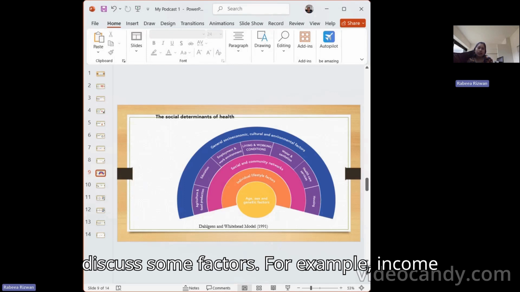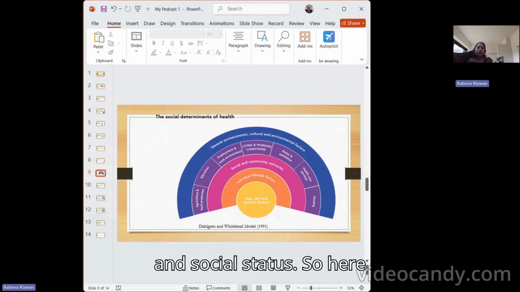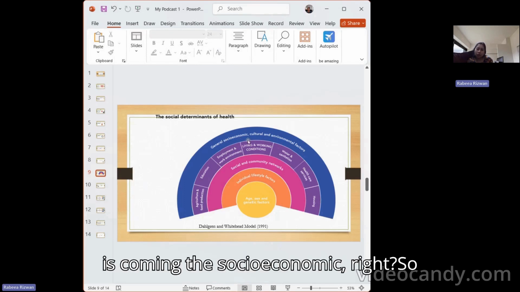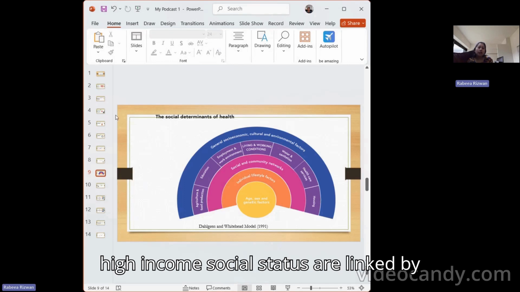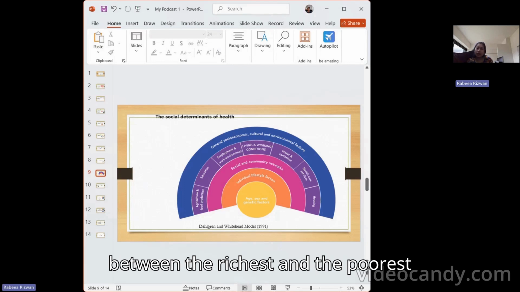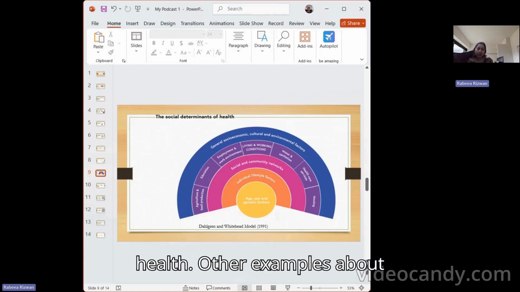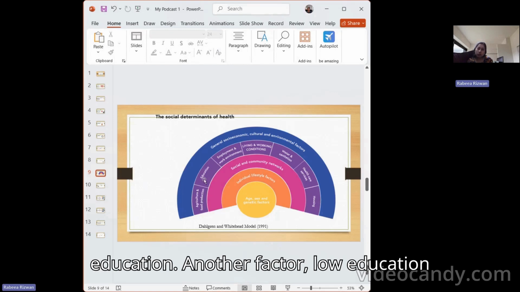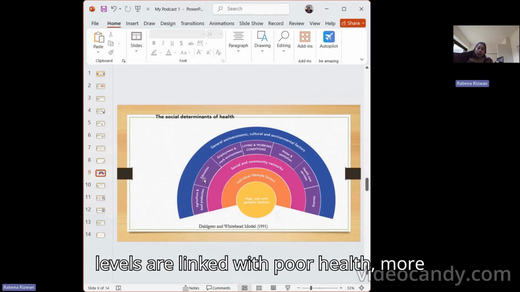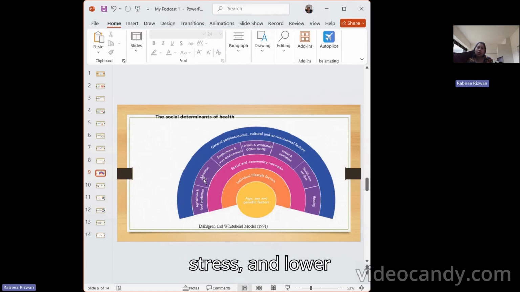So let's discuss some factors, for example, income and social status. Here the socioeconomic factor comes in. High income and social status are linked to better health. The greater the gap between the richest and the poorest people, the greater the difference in health. Another factor is education. Low education levels are linked with poor health, more stress, and lower self-confidence.